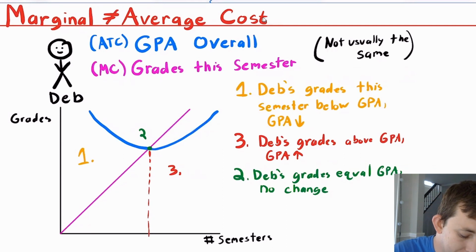So it must be the case that her marginal cost and her average total cost are going to cross at the minimum of the average total cost. Because her GPA is not going up or down, it's staying the same. So that must be at the minimum.